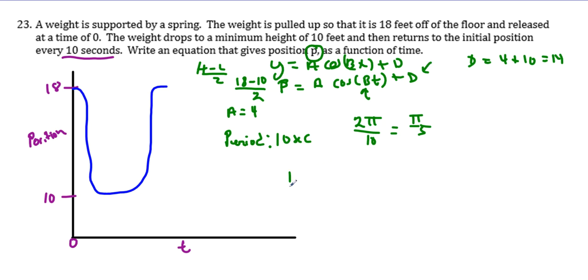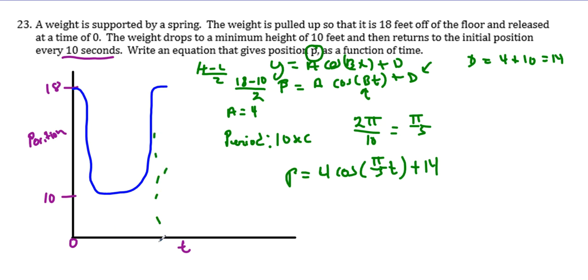So we have our function. P is equal to 4 cosine of pi over 5 times t, plus 14. All right.